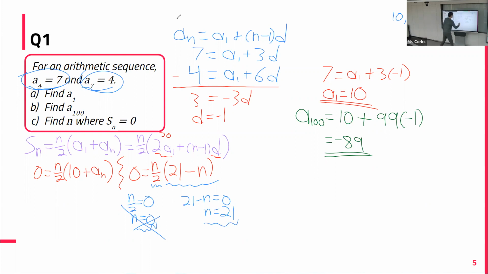And we could verify that. So S21 is equal to 21 over 2 times 2a1, we had 20, plus n minus 1, so 20 times negative 1. So that'd be 20 minus 20, that's 0. So yes, the whole thing turns into 0. So we've confirmed our solution. So still just using the same formulas, just maybe doing them in a different order or subbing in different parts. But the same basic formulas will get us to our solution.